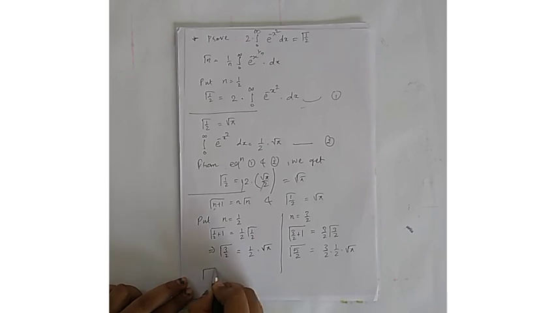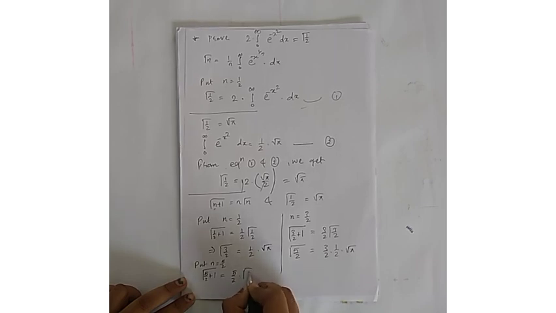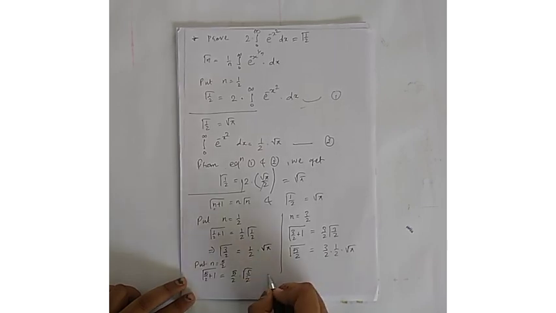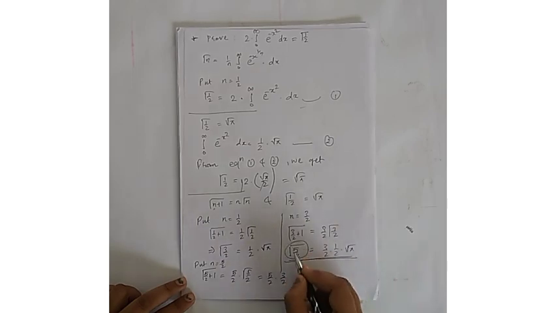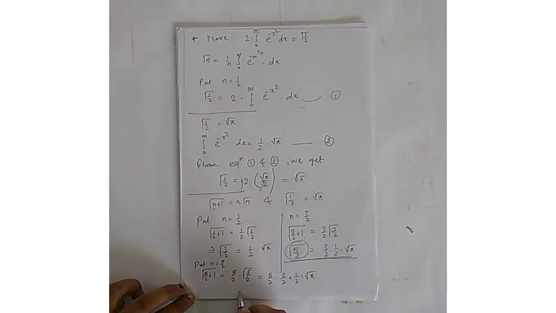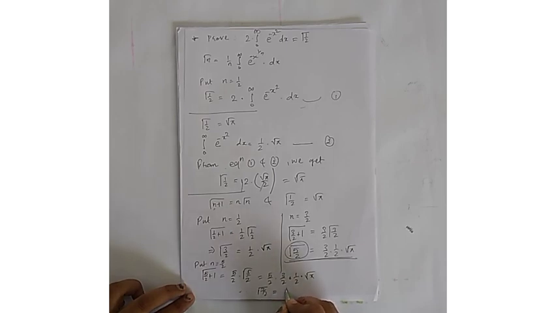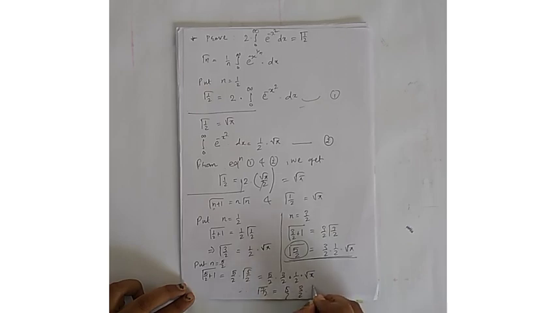Next, put n equal to 5 by 2. So gamma 5 by 2 plus 1 is equal to 5 by 2 into gamma 5 by 2, and the value of gamma 5 by 2 is 3 by 2 into 1 by 2 into square root of pi. Therefore gamma 7 by 2 is equal to 5 by 2 into 3 by 2 into 1 by 2 into square root of pi.